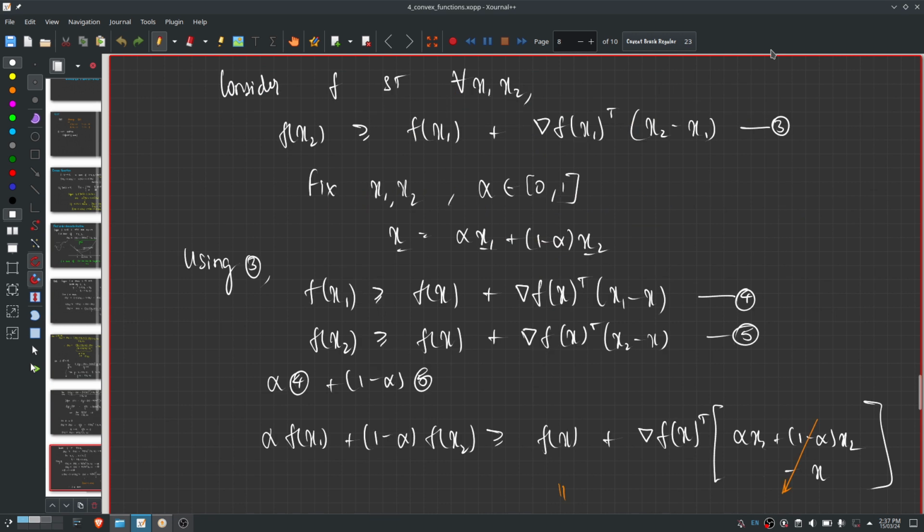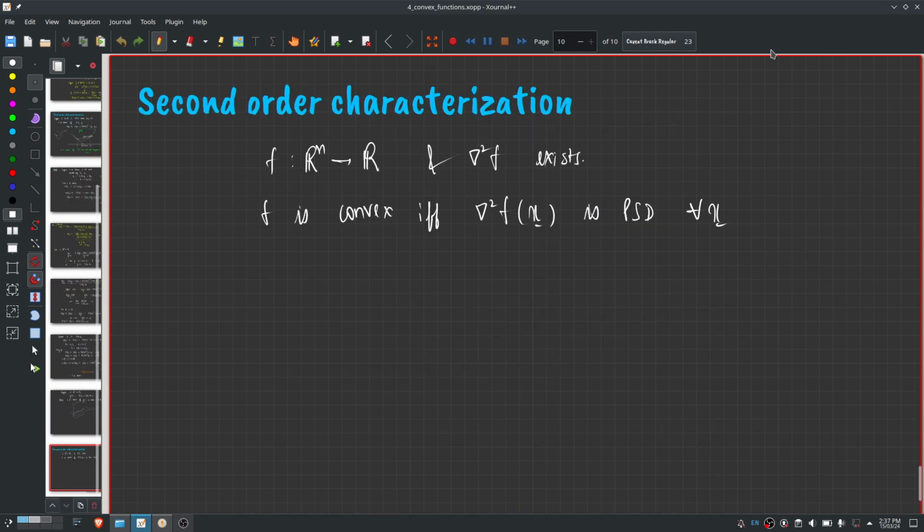So we saw a proof of this, and a third characterization was the second order characterization. We saw that for functions over the reals, a function is convex if and only if the second derivative is always non-negative. So the generalization of this to functions over Rn is that the Hessian should be positive semi-definite. Okay, so we'll see a bunch of examples of functions which are convex, which are not convex, and see which of these tests are helpful in identifying whether a given function is convex or not.